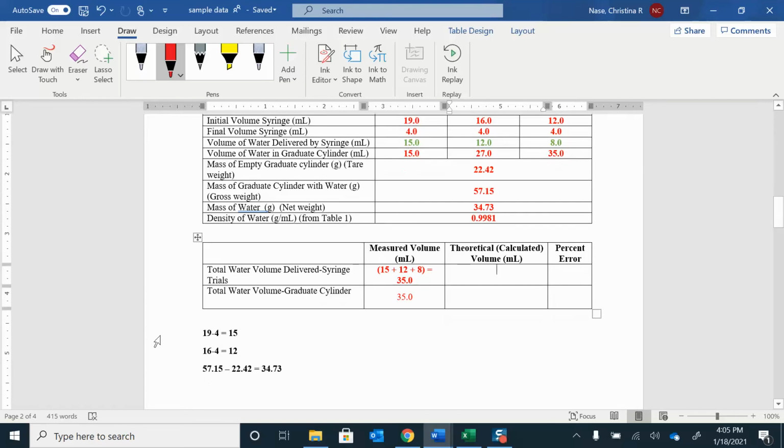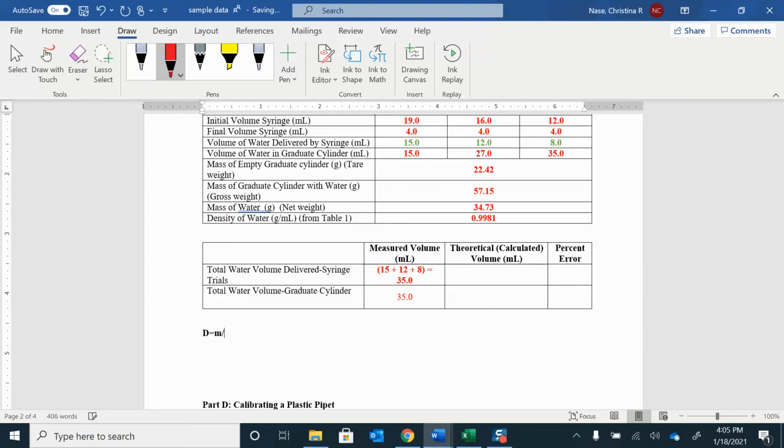So now what we want to do is I have the density and I have the mass. I'm going to calculate a volume. This is our theoretical value. This is what we actually measured. This is going to be our theoretical value based on the mass and the density. So remember that density is equal to mass over volume. If I solve that equation for volume, I get volume is equal to mass over density. Mass divided by density. Okay, so that's what I'm going to do here.